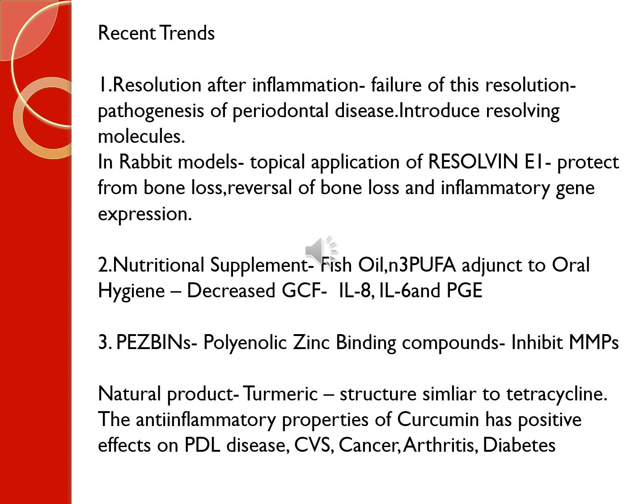In rabbit models, the topical application of resolvin E1 has shown protection from bone loss, reversal of bone loss, and reduced inflammatory gene expression. The other nutrient supplements which are being used or recommended as host modulating agents are fish oil, omega-3 PUFA as an adjunct to oral hygiene, which decreases GCF contents of interleukin 8, interleukin 6 and PGE2. There are also something called pestbins, which are polyphenolic zinc-binding compounds that inhibit MMPs, and one of the pestbins is present in a natural product, turmeric, which has a similar structure to tetracycline.